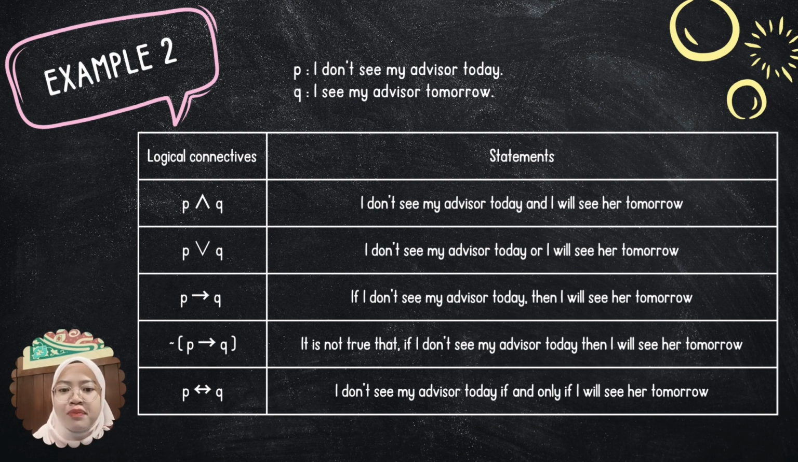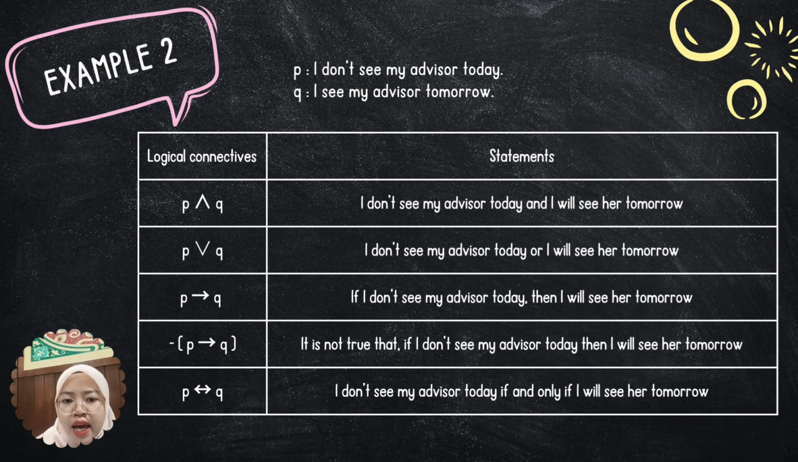Now, let's move to primary and compound statements. We will use primary statements to form compound statements. Like this question, we have two primary statements to form a compound statement. For this question, we have statement P and statement Q. Our statement P is, I don't see my advisor today. Statement Q is, I will see her tomorrow. Let's move to question 1. We have P and Q.